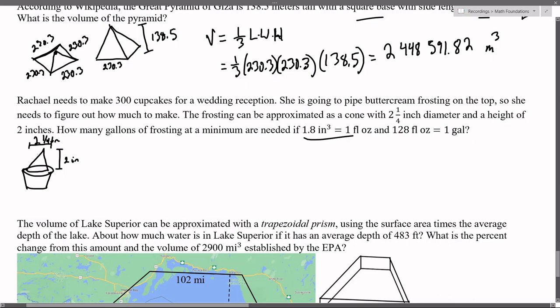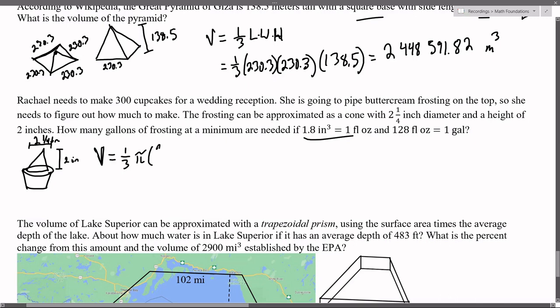Okay, so we have a cone here, and the volume of a cone is going to be 1/3 the volume of a cylinder with the same dimensions. The volume of a cylinder, we have to use the radius, is pi r squared times the height. Well, r is 2¼, that's the same thing as 9/4. So I need to divide that by 2, same thing as multiplying by 1/2.